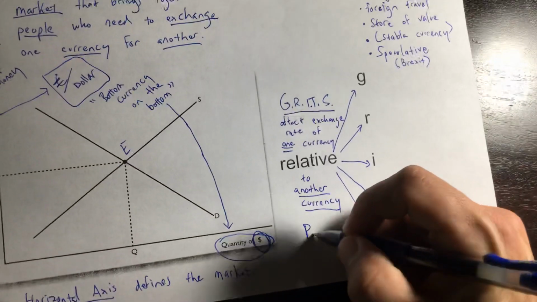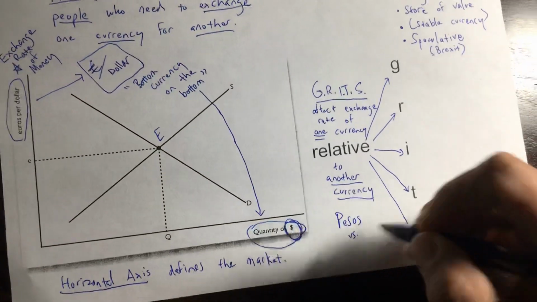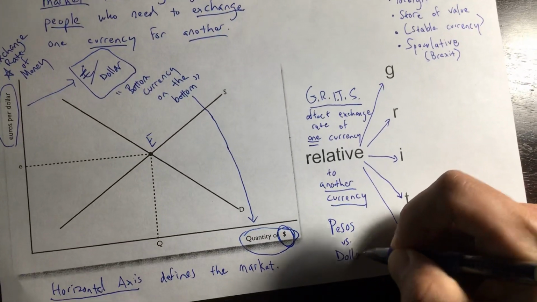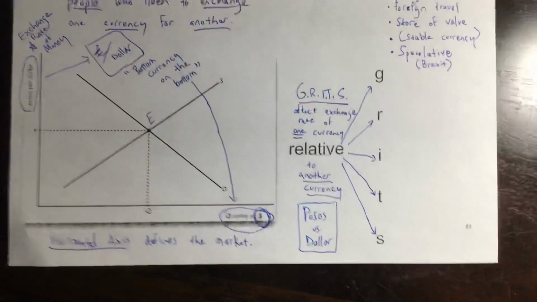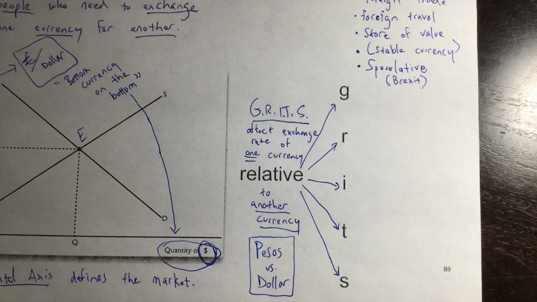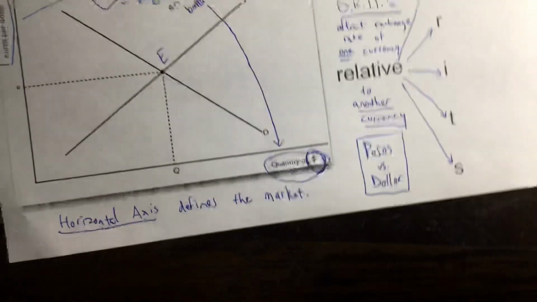Let's say like pesos in Mexico versus the dollar. Okay, that's one example. And I'll use that as I go through these examples to say, what about if we're looking at pesos to the dollar? Okay, growth is the first one for G.